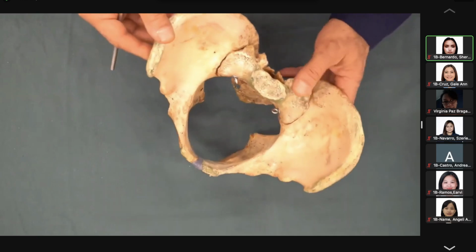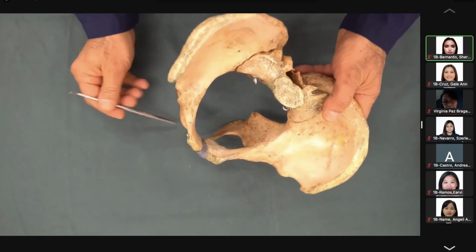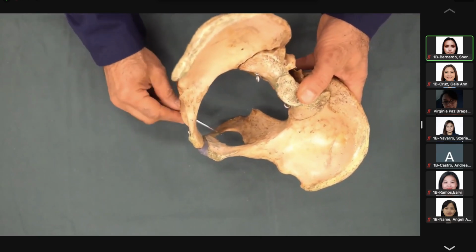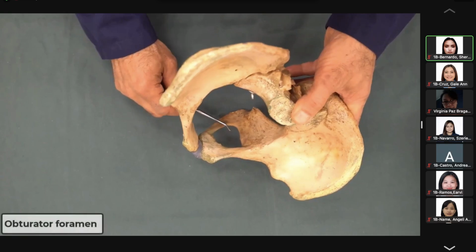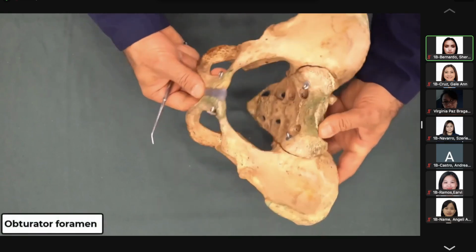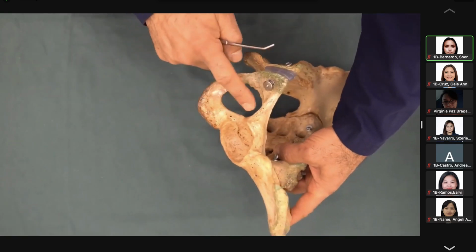Good to know that on the lateral wall of the lesser pelvis, or true pelvis, right here, we have the obturator foramen of the hip bone. And later we will see that the obturator foramen is covered by the obturator membrane.